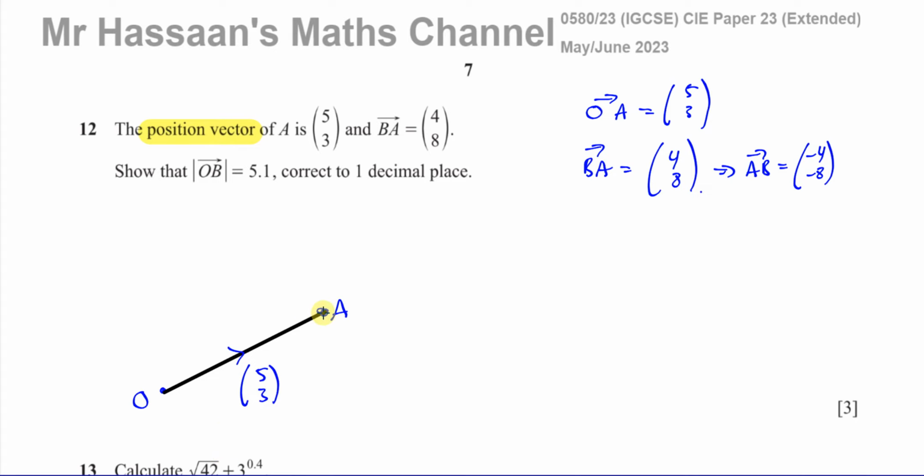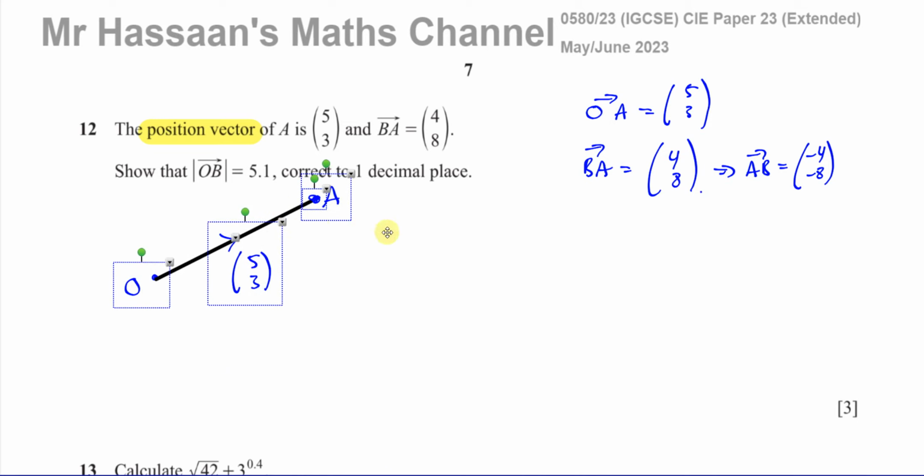But let me move this up here so that I've got space. You don't have to make the diagram, but a diagram does help with this question. So you go minus 4 and then minus 8. Somewhere down here, that's where B is going to be. We know the vector from B to A is (4, 8), so the vector from A to B is (minus 4, minus 8).